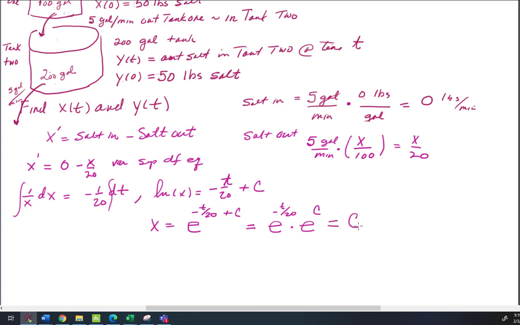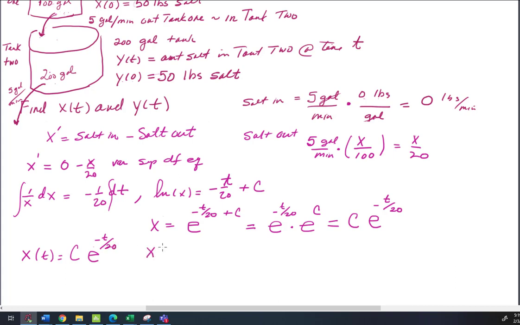And so finally, for convenience and by convention, I would write this as c e to the negative t over 20. So let's record out here that my x, which is a function of t, is equal to c e to the negative t over 20.